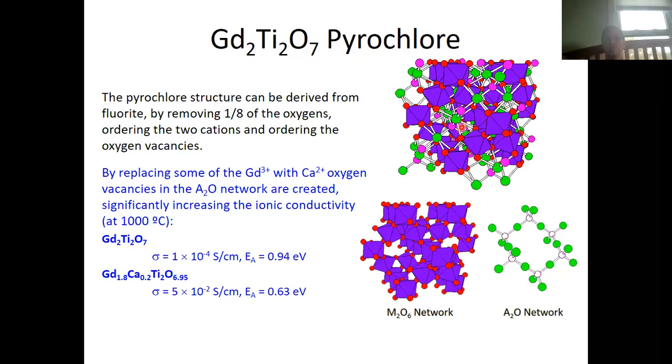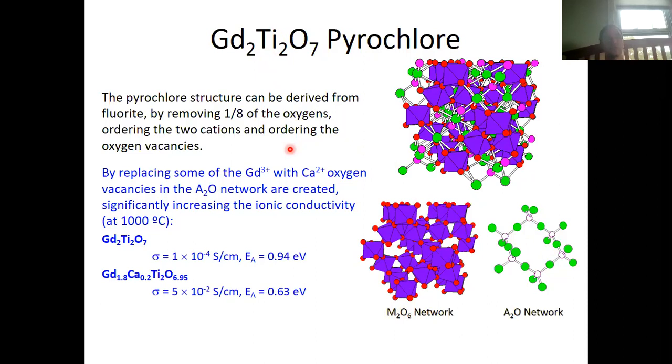So you see here the overall structure depicted. We do not know all the details about the structure. The only thing that we may want to keep in mind is that we have here two interpenetrating networks. One is a so-called A2O network, whereby A is in this case the gadolinium. So you see here that the A ions are tetrahedrally surrounded by the oxygen. And then you have an M2O6 network in which you have the other ions, in this case the titanium, surrounded by oxygen, and you also have a network of these polyhedra, okay? And these two networks are interpenetrating.